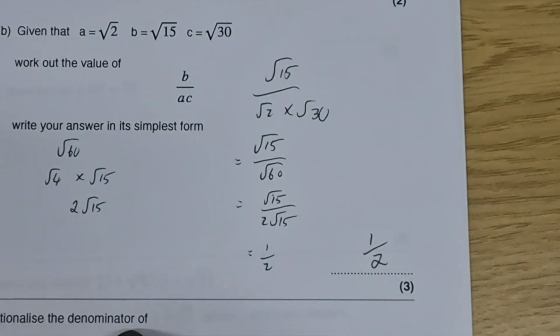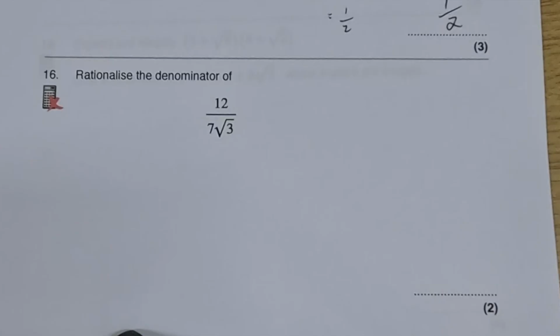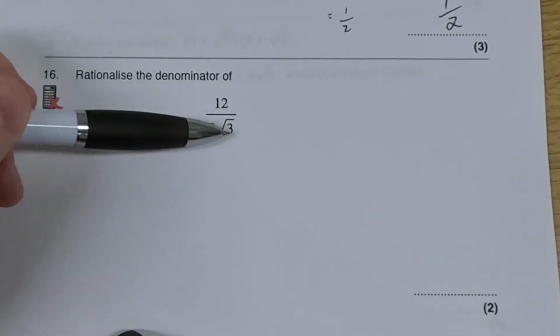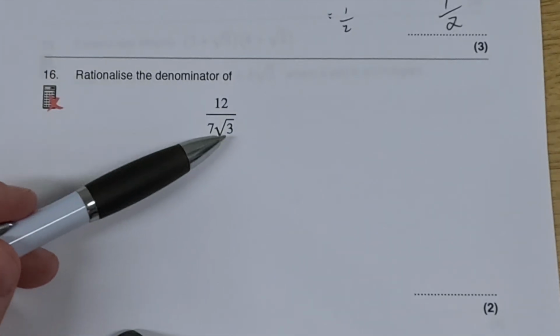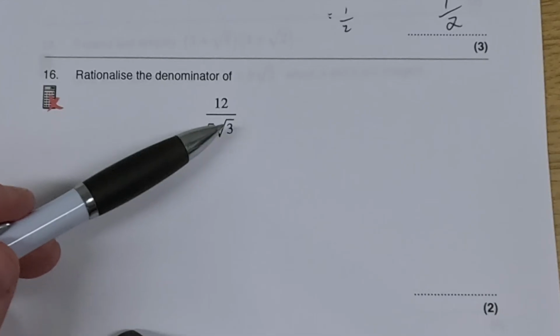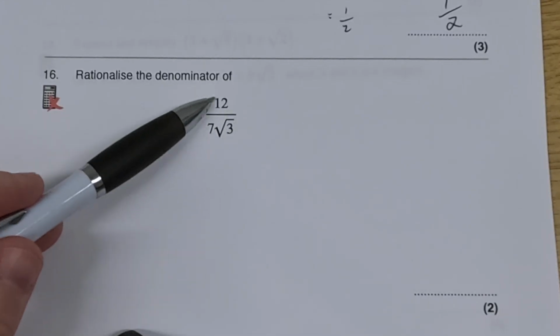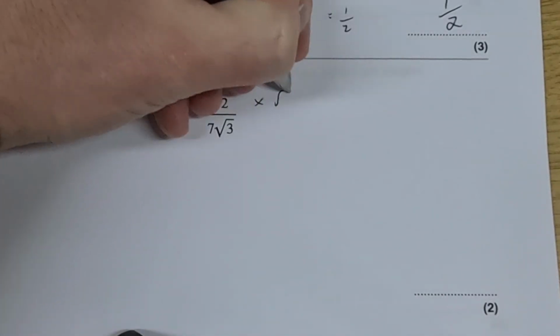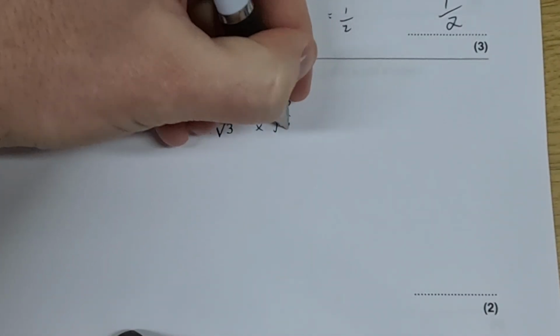Okay, let's look at our next question, question number 16. We've been asked to rationalise the denominator of 12 over 7 root 3. As you can see, the denominator is irrational because you've got the surd on the denominator. So let's get rid of the surd by multiplying both the numerator and the denominator by root 3.